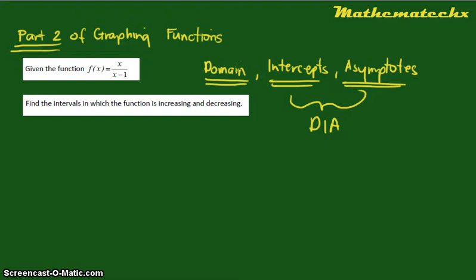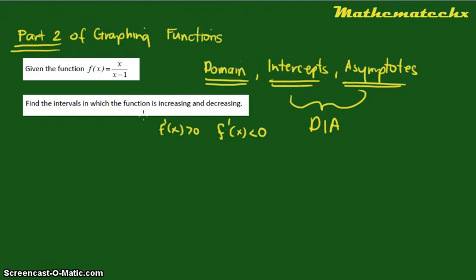So after finding the domain, the intercepts, and the asymptotes, you now need to find where the function is increasing and decreasing. And this is basically about the derivative. If the derivative is positive, the function is increasing. If the derivative is negative, then the function is decreasing. So we just apply this idea to the given function, and we will be able to find the intervals in which the function is increasing or decreasing.